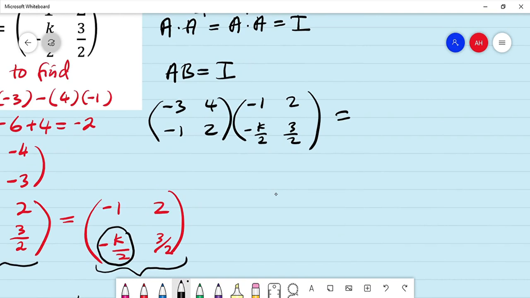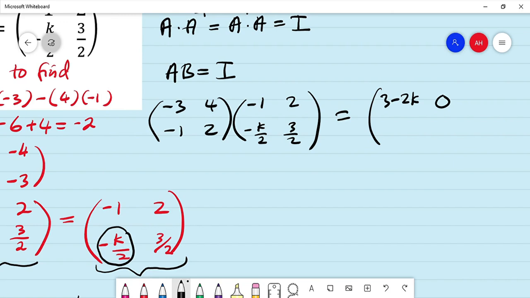For the first component we have 3 minus 2k. I hope you understand how I get 3 minus 2k. Over here we have negative 6. Negative 6 plus 6, we have 0. You should understand why I get 0.